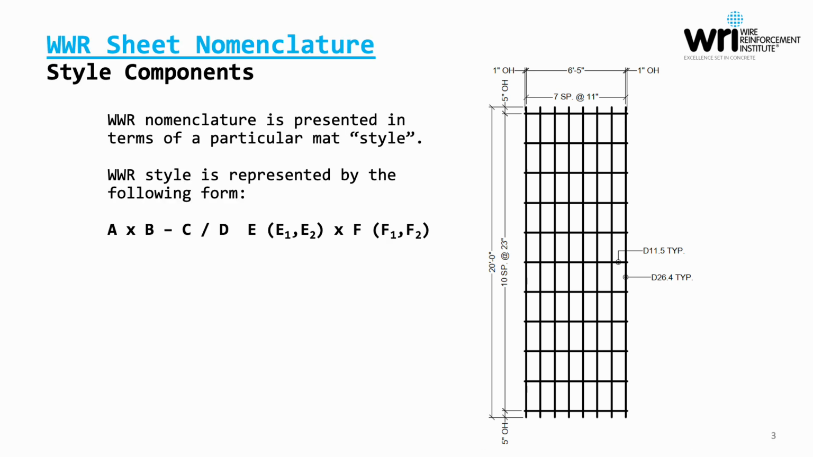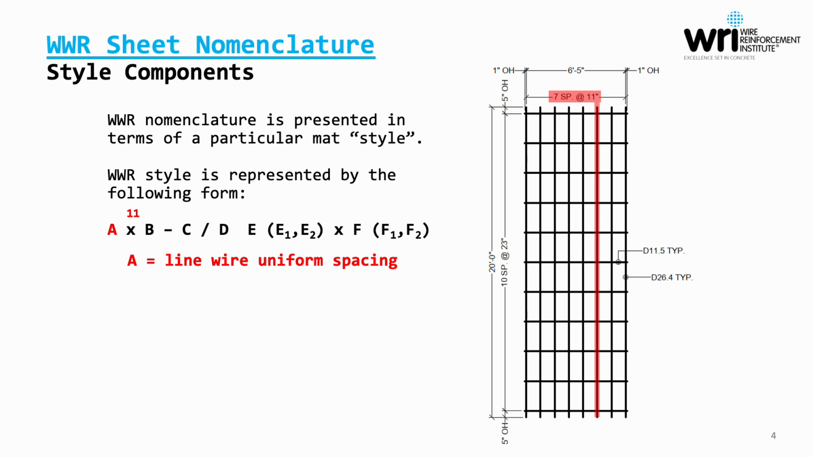So let's talk about style components. Welded wire nomenclature is presented in terms of a particular mat style. Really, that's just a written description. So for this presentation, we'll break that into lettered components or lettered attributes on the left side, and these will correspond to the illustration on the right side of the slide.